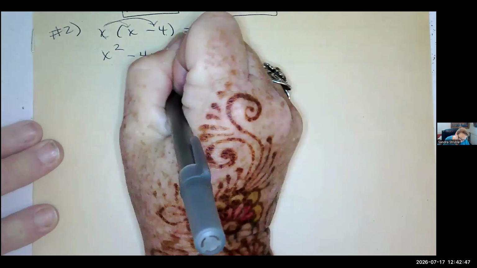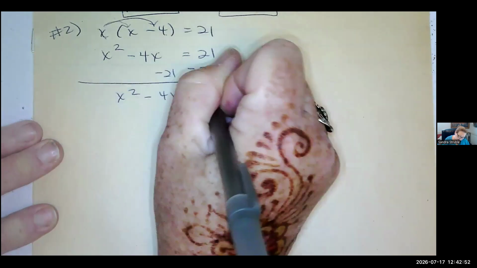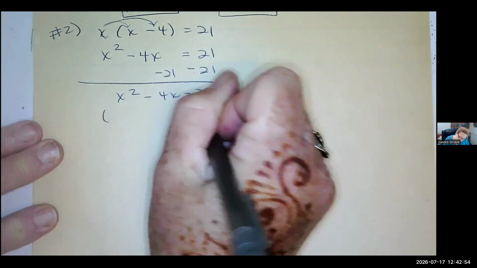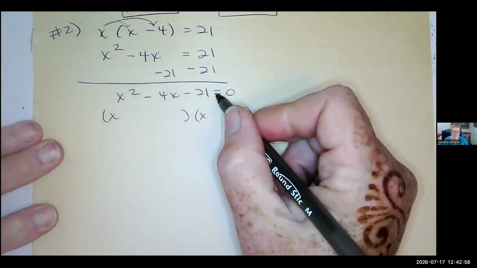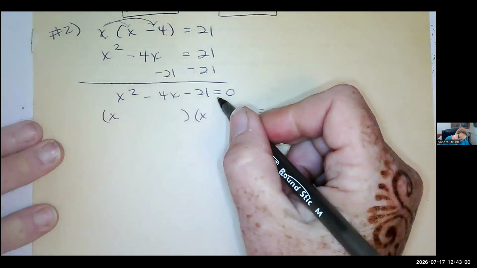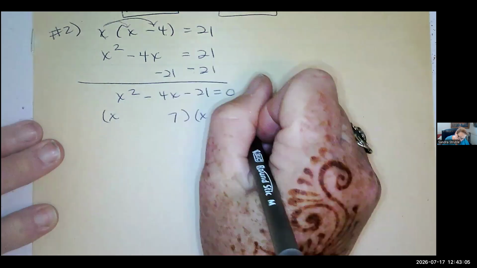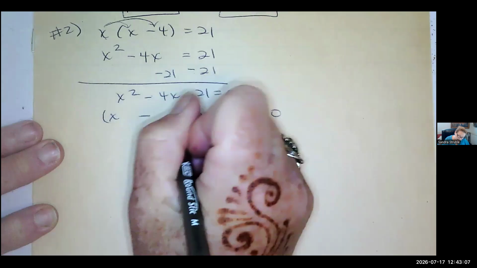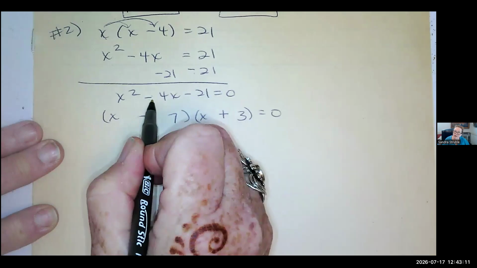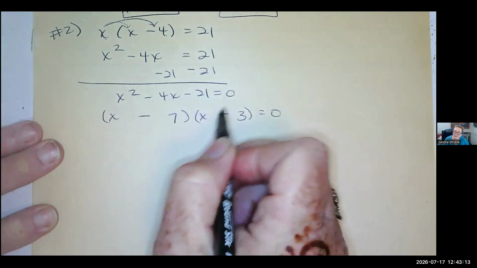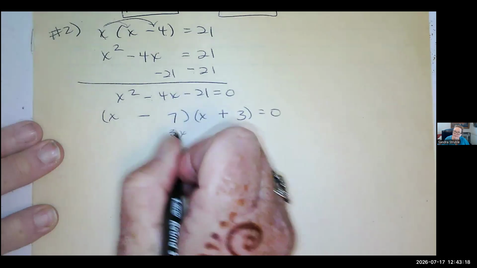X squared minus 4x minus 21 is equal to 0. I'm going to factor x and x. 21 is made of 21 and 1 or 7 and 3. 7 and 3 will give me 4. So 7 and 3. I need my larger term to be negative. It's not just the middle term that's negative. We have another negative, so the other one has to be positive. Check your OI. The outer is positive 3x. The inner is -7x. And that gives me -4x, which is what I want.